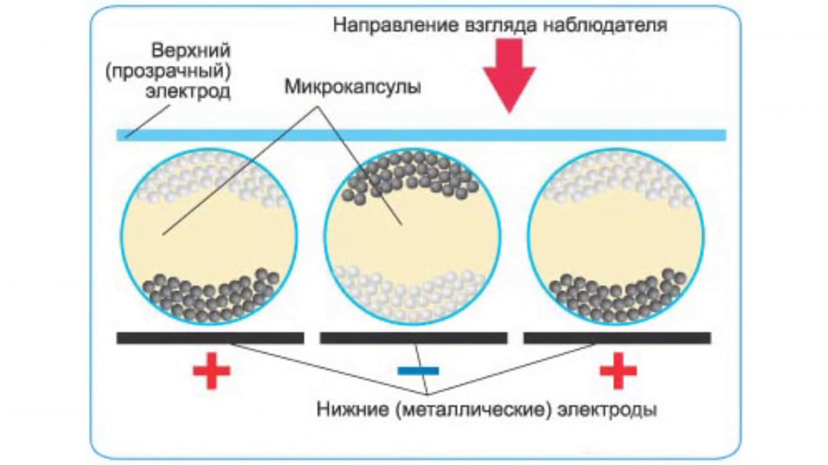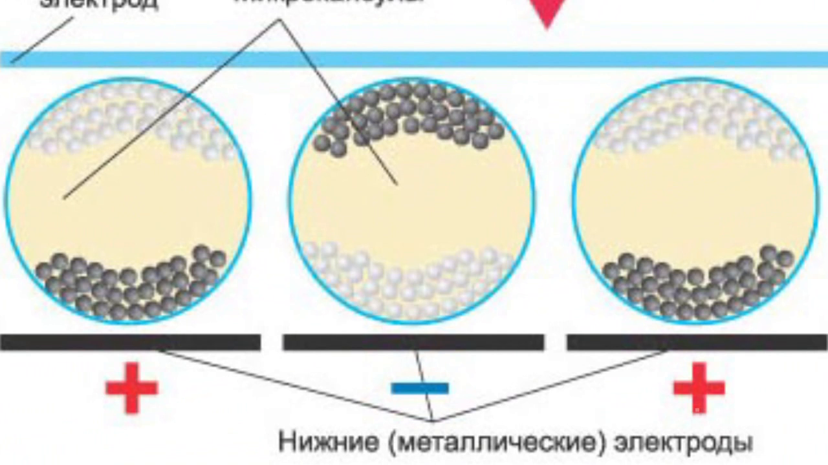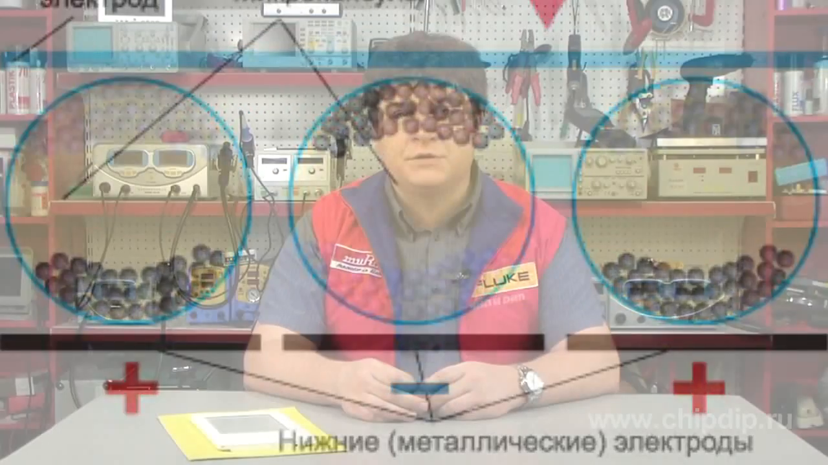The main elements of the device are microcapsules. These are micro-sized cells which contain a certain amount of two-color particles of a pigment. White particles are charged positively, while black particles are charged negatively. The rest of the space is filled with liquid.